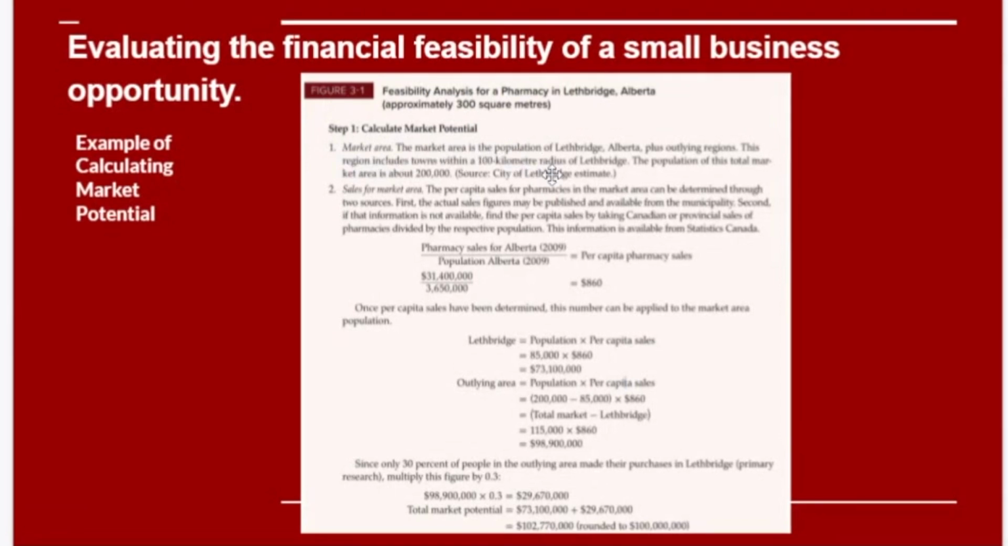This is calculating the market potential for a store out in Lethbridge, Alberta. So this first step, calculate the market potential. What we do is we calculate what's called the market area first, which is a geographic area. So it's the population of Lethbridge plus outlying regions. This region includes towns within a 100 kilometer radius of Lethbridge. The population of the total market area is about 200,000.